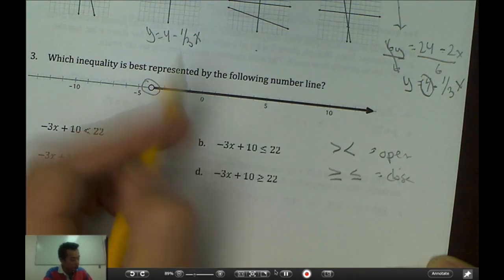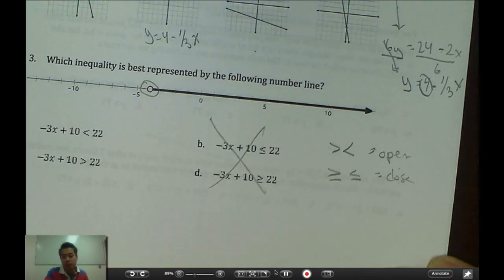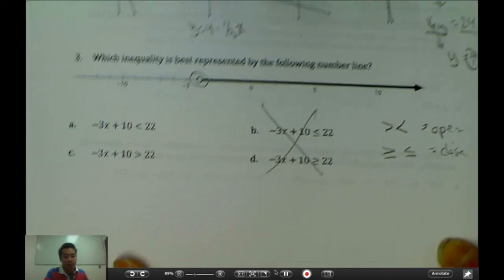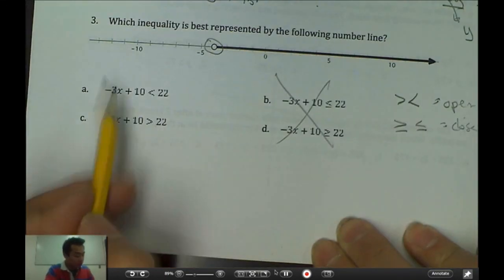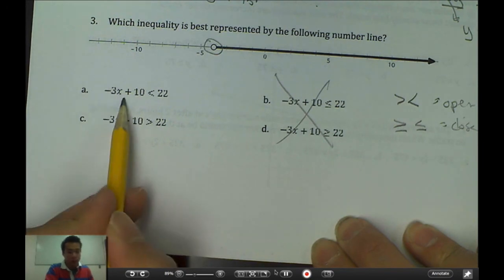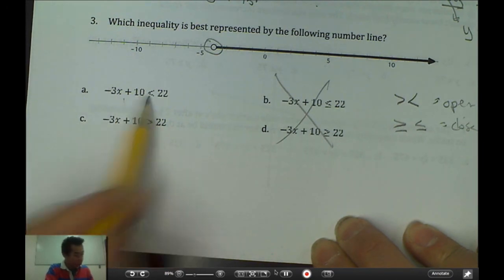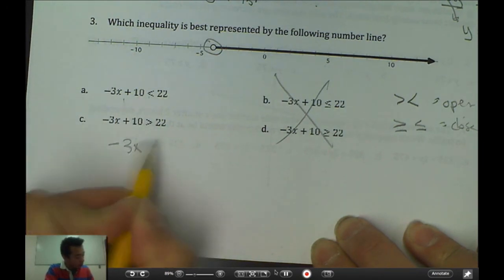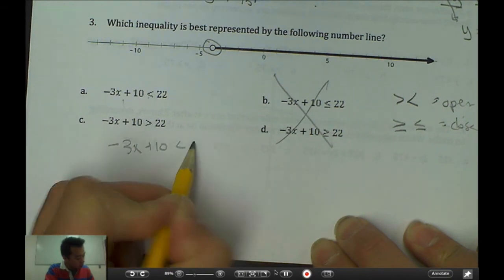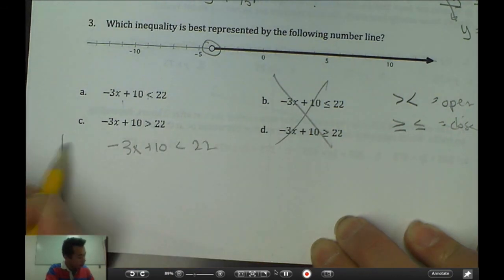Okay, so because this is an open circle, those are gone. And then next, I'm going to do it the long way. I'm just going to solve one of these because they're identical except for this sign. So I'm going to do A, negative 3x plus 10 is less than 22. You can build it if you want.